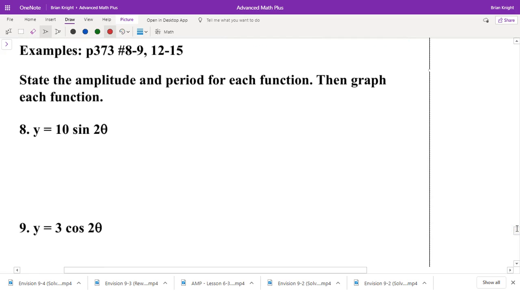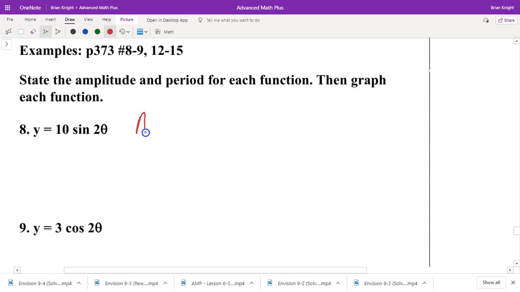It doesn't tell you on any of these, but I'm telling you now, we're going to graph. When we graph them, we're going to do 2 periods worth, so you can kind of see it. Yesterday we just did 1 period. Today we're going to do 2. So it says, state the amplitude and period of each function, then graph each function.